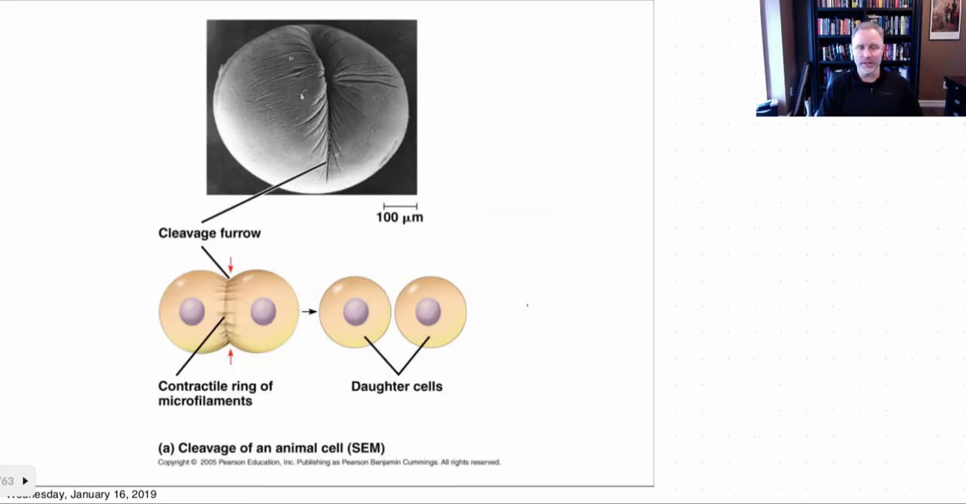If you look at this electron micrograph, you can see the contractile ring pinching and forming that cleavage furrow. You can think about it like art class, when you work with clay and use a wire to cut the clay apart. That's kind of what it's like. This contractile ring takes the initial single cell with two nuclei and pinches it in half, so that you end up with two daughter cells that are genetically identical to one another.